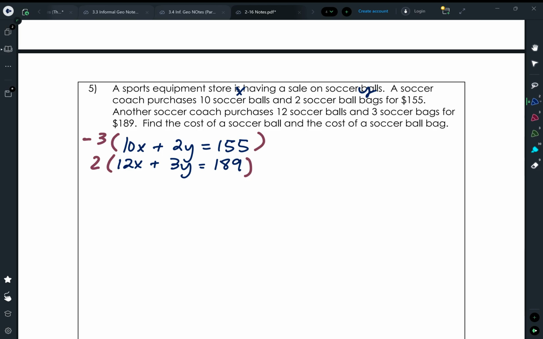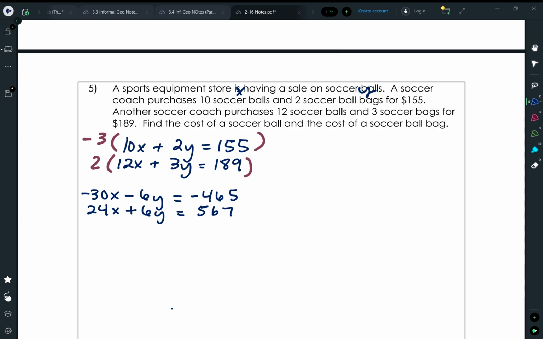So when I multiply through, my first equation becomes a negative 30x and a minus 6y, and let's go ahead and do 155 times 3. And that's 465. Now it's negative. My second equation, I'm just doubling everything. So 24x plus 6y equals, let's see, 189 times 2. That's going to be 567.